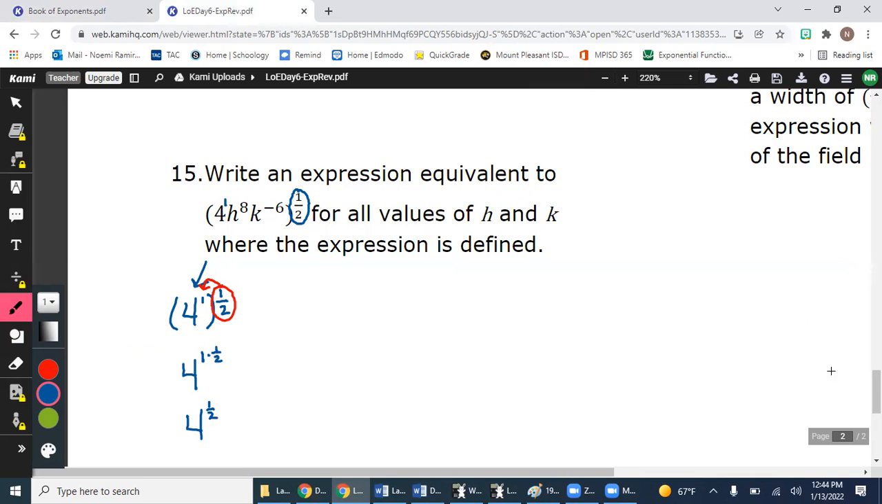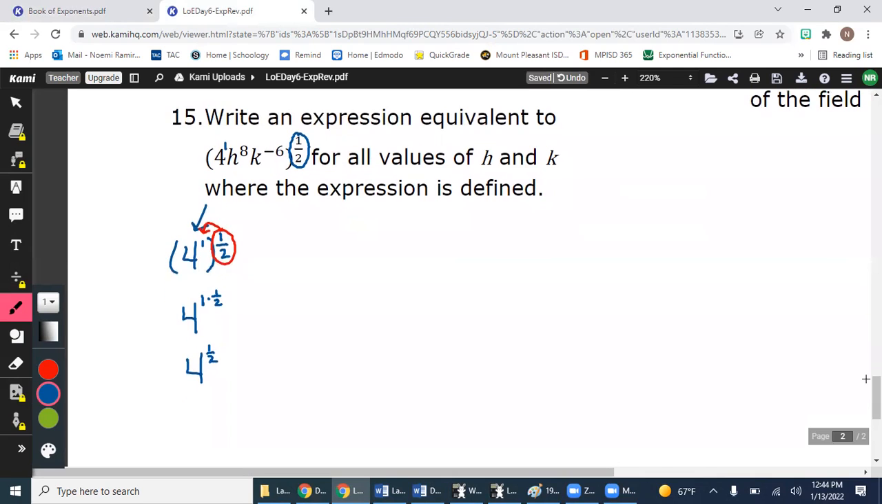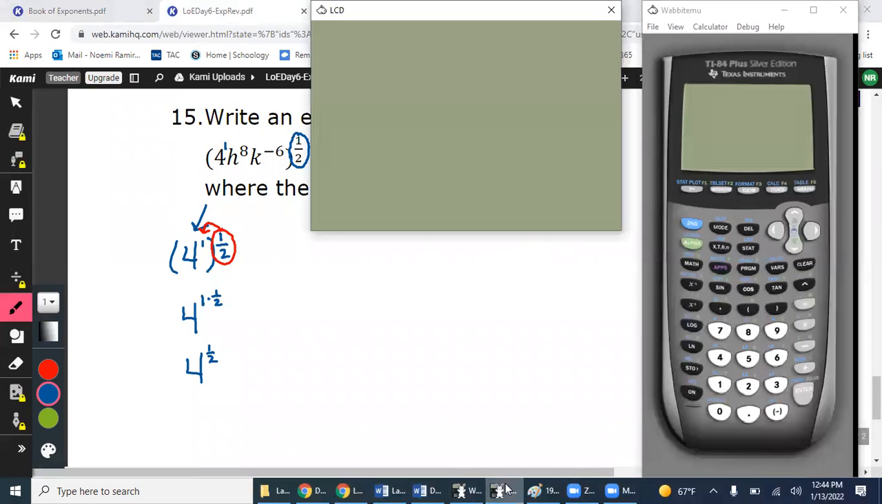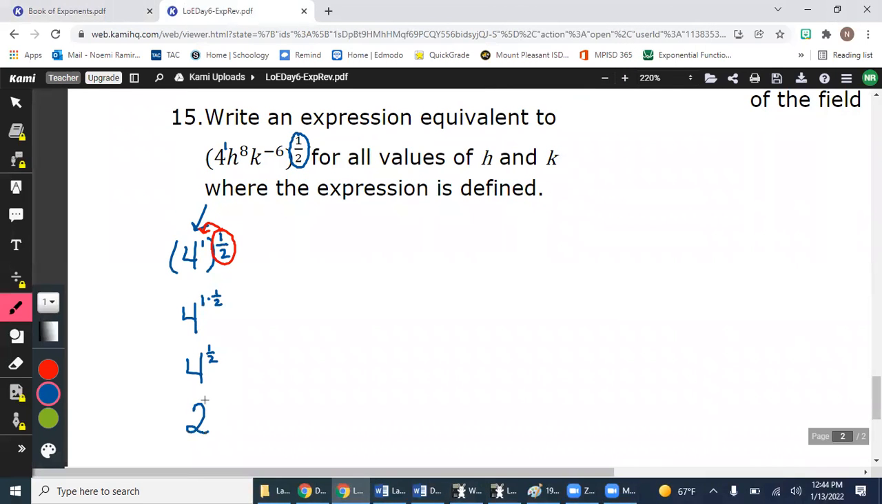1/2. Now 4 raised to the power of 1/2 will give me what? You can type that in. 4 raised to the power of 1/2. Practice this. Don't just stare at it. Staring at it isn't going to help you. And it gives you 2. 4 to the power of 1/2 will give you 2.